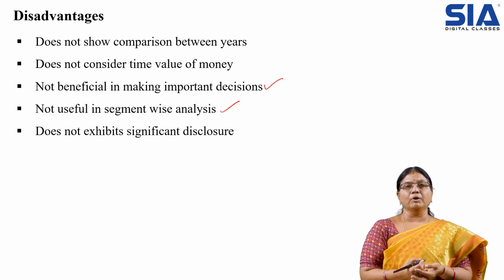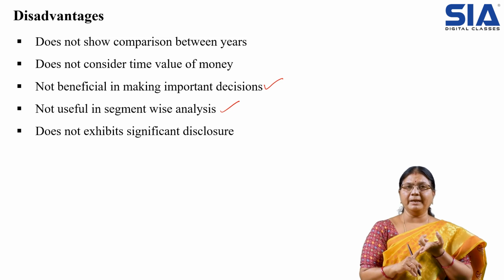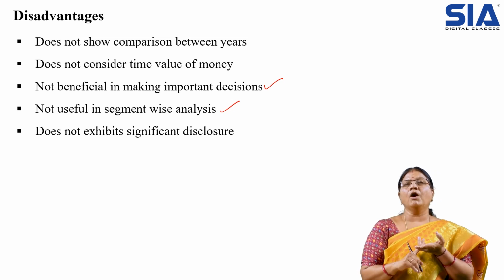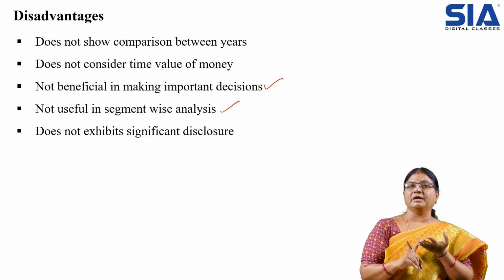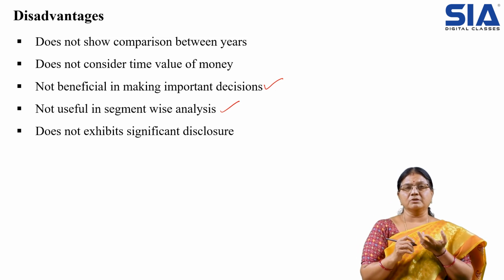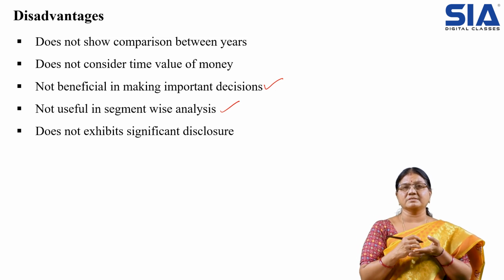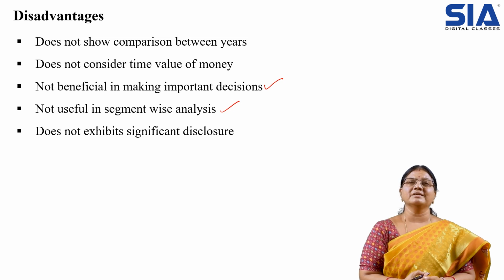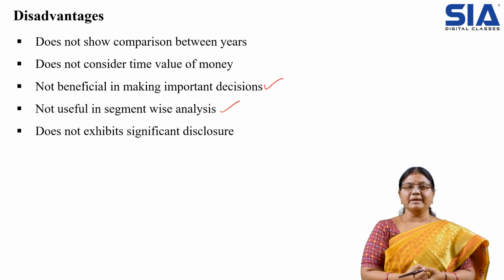So these are about the common size statement. We understood what a common size statement is, why it is important, and how many types of financial statements can be prepared as common size statements, that is the profit and loss account and the balance sheet. We also understood the advantages and disadvantages. Hope this video will help you in understanding common size statements in depth.